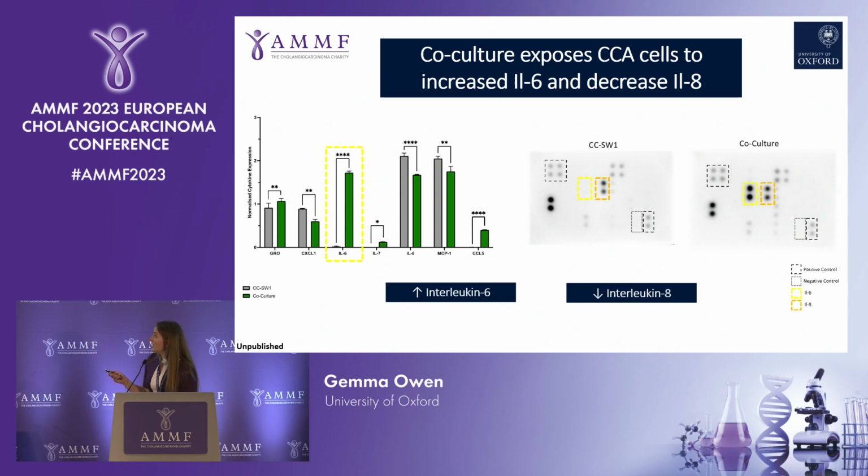So when our CCSW1 cells were grown alone, they had a very low exposure to IL-6, but when they were grown in these co-culture conditions, there was a massive increase in the IL-6 that they were exposed to. And this led us to think that perhaps, as typically thought, the IL-6 concentration that leads to chronic CCA development is not only provided by the fibroblast and the stromal compartment, but actually provided, in part, by the cholangiocyte cells that can surround the tumour.